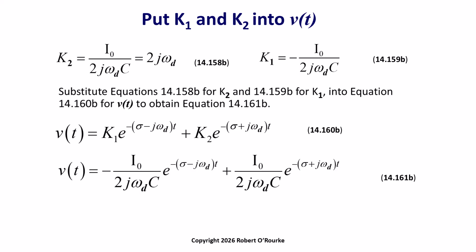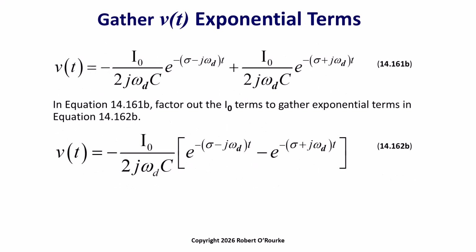This voltage solution 14.161b in exponential terms is fine, but I would like to see v of t as a single trigonometric function that I can more easily plot. Good idea. Let's start by gathering the exponential terms. That is, factor out the common I sub 0 terms in equation 14.161b to obtain equation 14.162b.